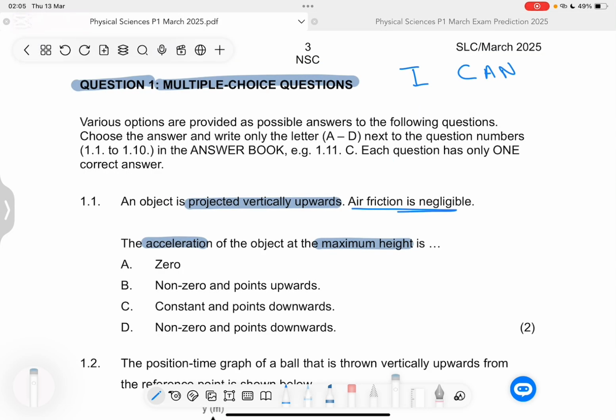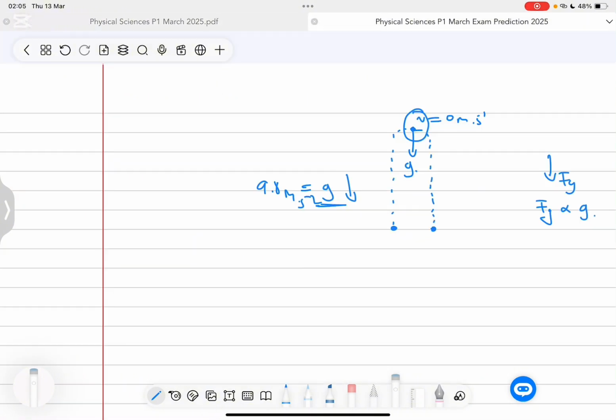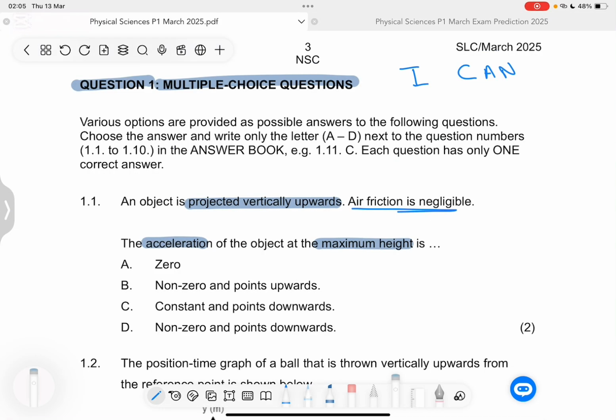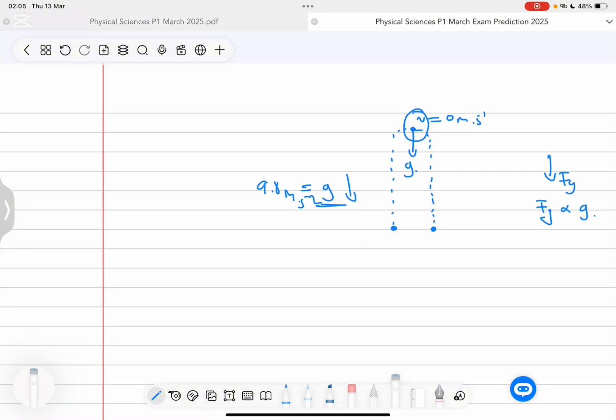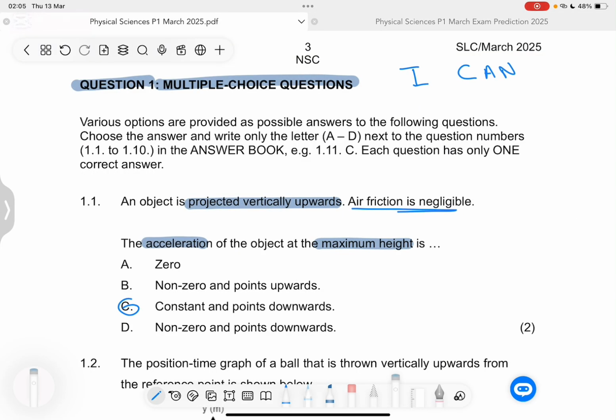They say here at B that it is non-zero and points upwards. No, the acceleration will never point upwards. Remember, it points in the direction of the force of gravity. They say it is a constant and points downward. This makes sense, because this acceleration we said is a constant 9.8 and it always points downwards.